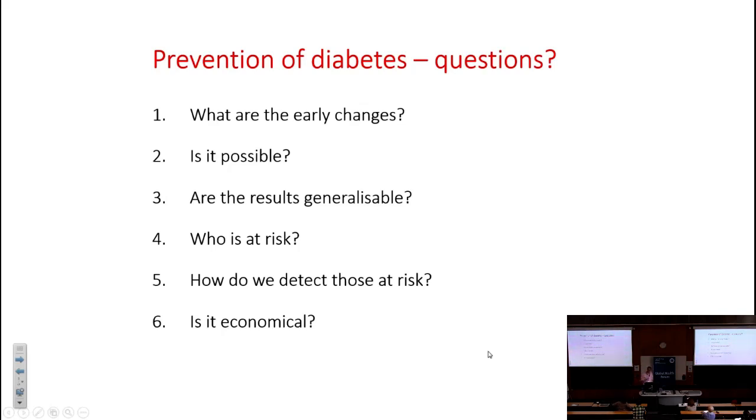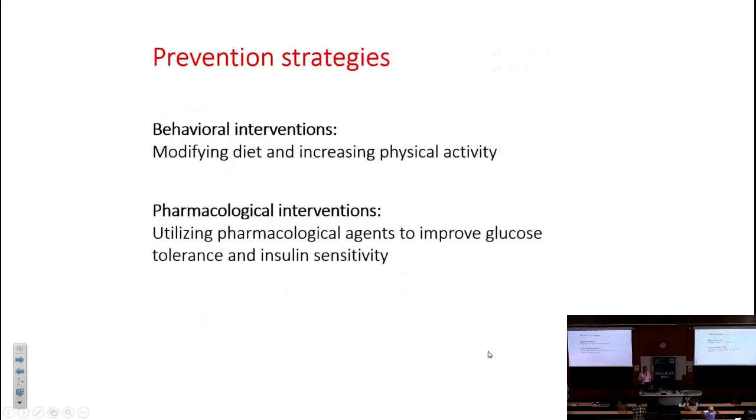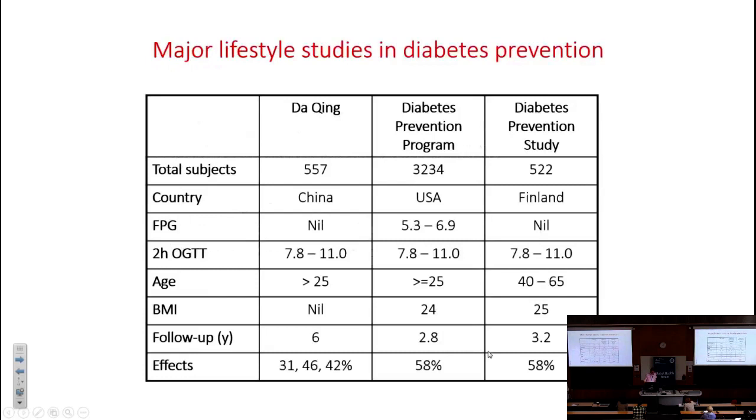So there are some huge challenges around what seems to be a fairly simple task of preventing people progressing to glucose intolerance. Broadly, there are two strategies that have been looked at in the literature. There are behavioural interventions using diet and physical activity primarily to modify behaviour to change the risk of diabetes progression. And then there have been pharmacological interventions using pharmacology to change glucose metabolism and prevent progression to type 2 diabetes.